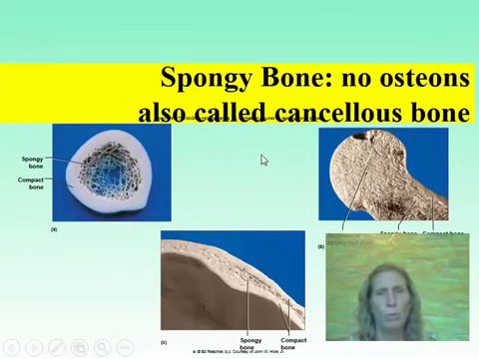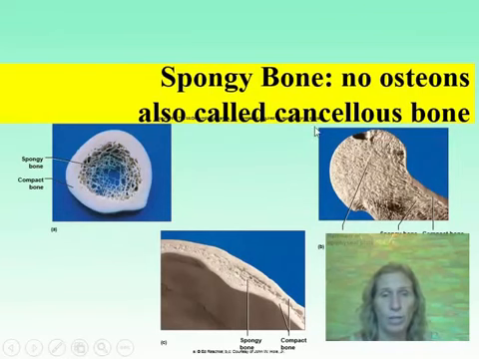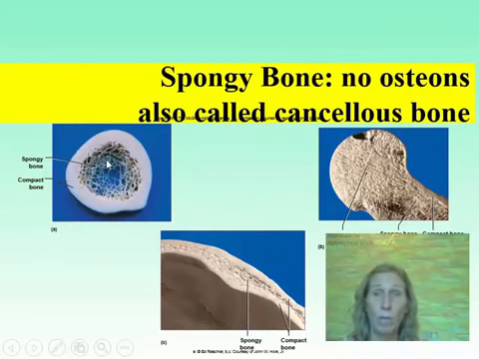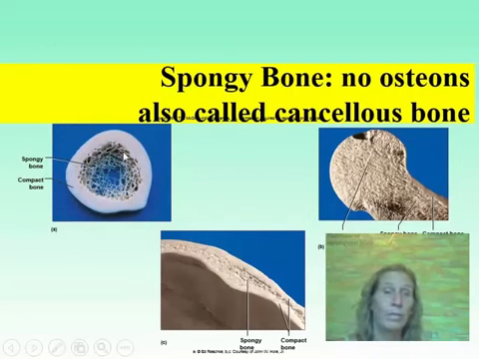There are two types of bone, spongy bone and compact bone. Spongy bone does not have osteons. Compact bone has osteons. Spongy bone is also called cancellous bone, and you can visually see the difference between spongy bone and compact bone. Here you can see that the compact bone is on the outer portion of the bone, and the spongy bone looks a little bit like honeycomb on the inner portion.